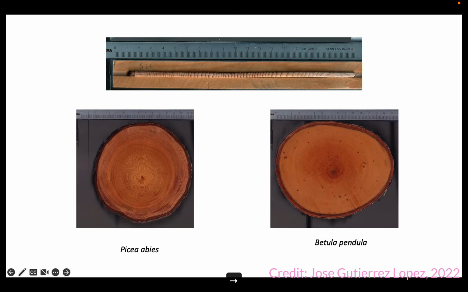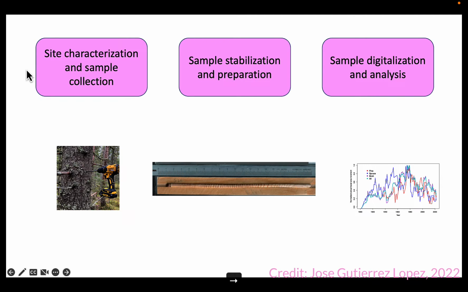But to do that, we start with tree cores. We collected many tree cores on different species. Additionally, because tree growth sometimes is not even around the tree, we also have many tree cookies that we're going to use to correct some of those tree cores. The entire process was split into three major components: the site characterization and sample collection, sample stabilization and preparation, and the sample digitalization and analysis.